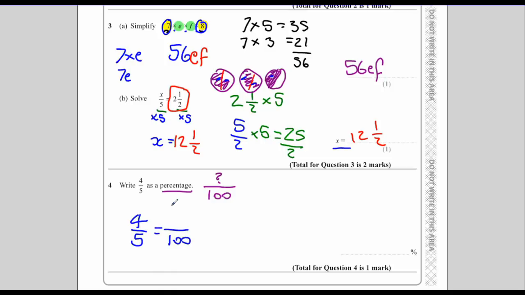And we want to figure out what this missing number is. So, what do we times 5 by to get to 100? It's 20. We have to do the same to the top as the bottom. In maths, a lot of the time, it's about keeping things fair, like when we were solving the equation. 4 times 20 is 80. So that means it's 80 out of 100. Now because we all know what percent means, out of 100, we can just put the top number. There's our answer, 80%.